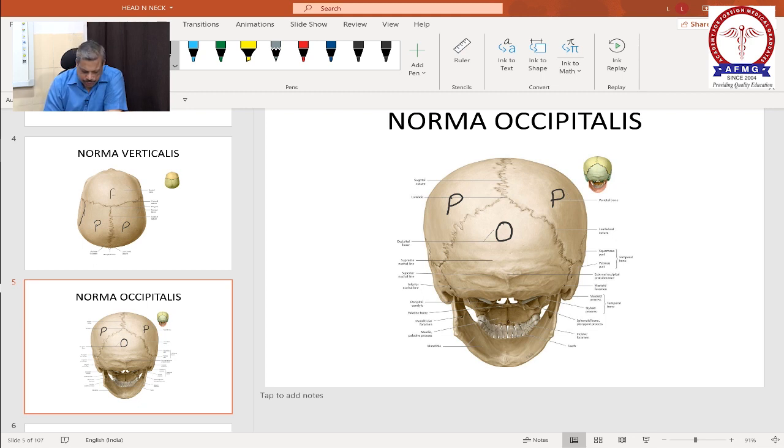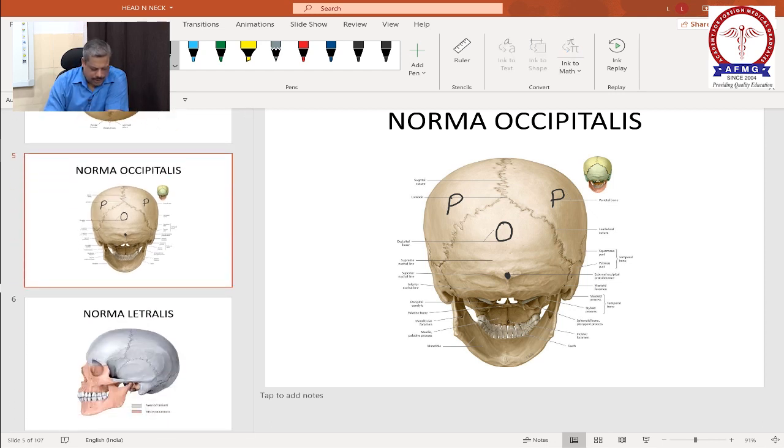Total 4 genial tubercles. This point, this is the external occipital protuberance, easily palpable. At the level of external occipital protuberance, these curved lines are known as the superior nuchal line. These are important because various muscles are attached here at the superior nuchal line, and below it, this is the inferior nuchal line. The important point is the superior nuchal line and external occipital protuberance. It is easily palpable in the skull.